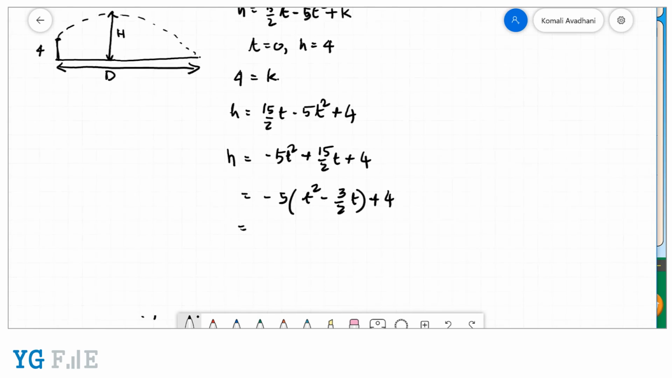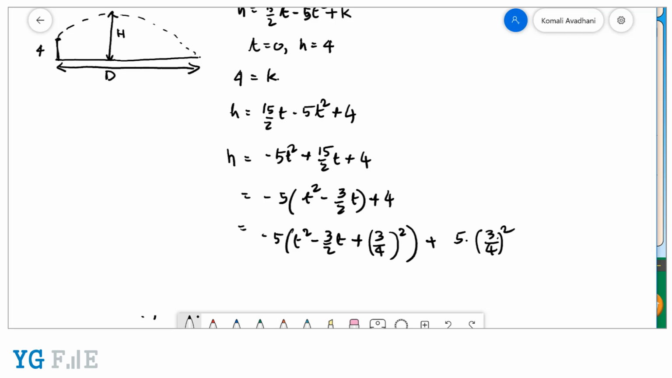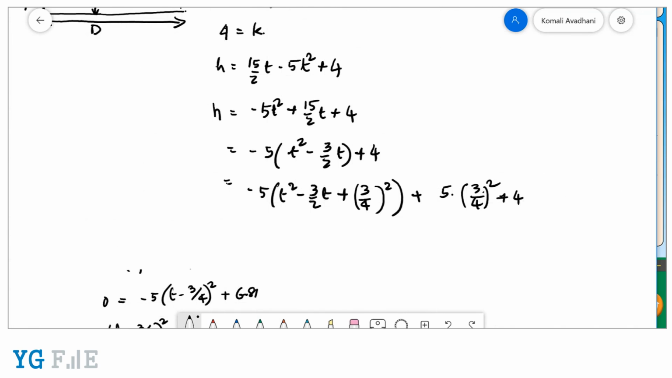Now to make it a perfect square, we need to add and subtract some terms. So let us try to see which term we can add. If we add (3/4)², then we also have to add 5 times (3/4)², and then plus 4 is as is.